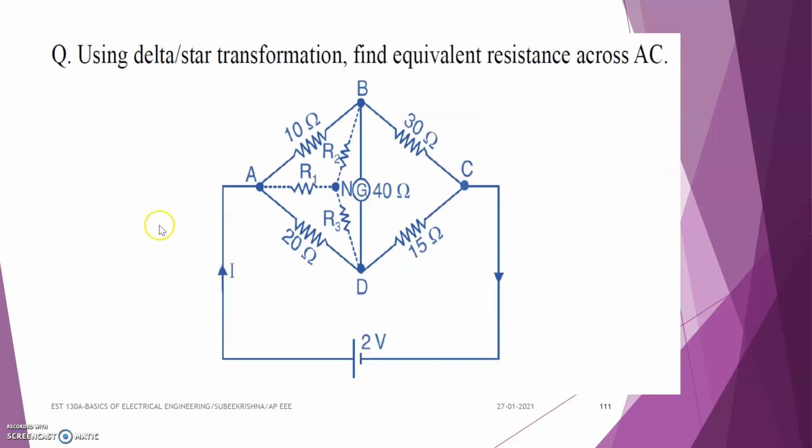Let us discuss some problems. Consider the question: using delta star transformation, find the equivalent resistance across AC. Here the point is A and this is C. We have to find out the equivalent resistance between this A and C.